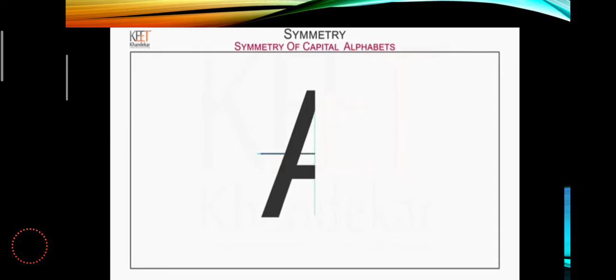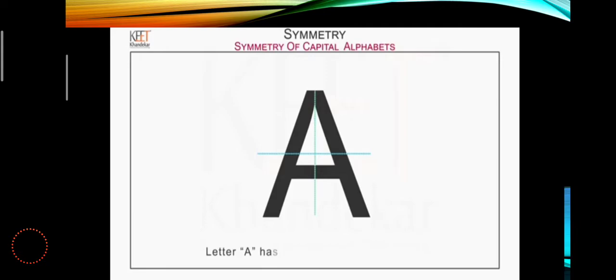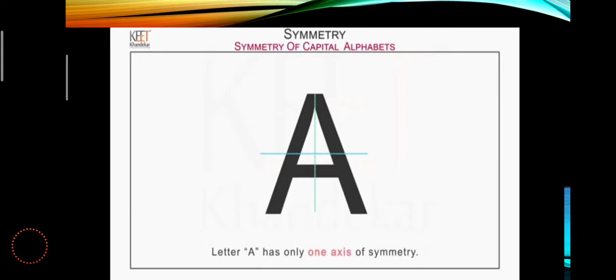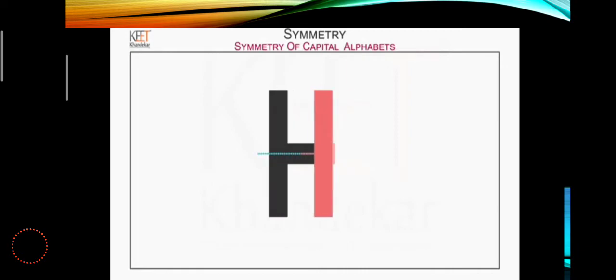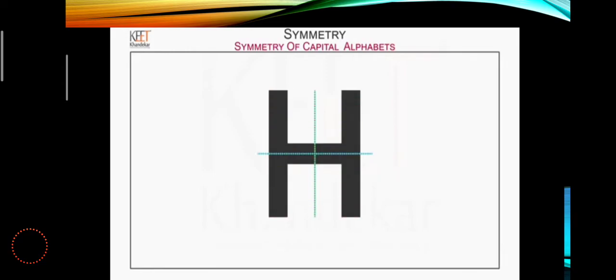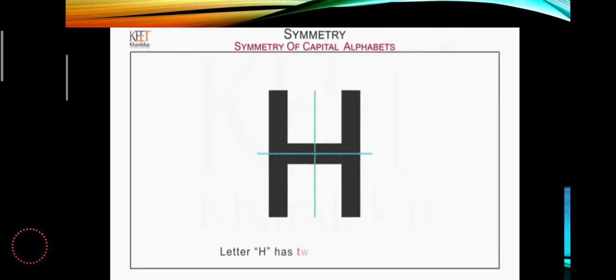See, the overlapping is only correct for the green, that is the vertical line of symmetry, but for the horizontal line of symmetry the overlapping is not correct, right? So only the green line is the correct line of symmetry, so A has only one line of symmetry. Now look at H. I've taken this green dotted line as an axis of symmetry vertically, and blue horizontally, right? Now I am overlapping for vertical and now for horizontal. Both ways it is overlapping very correctly. So for H, both the vertical green and horizontal blue axes are correct. So letter H has 2 axes of symmetry.